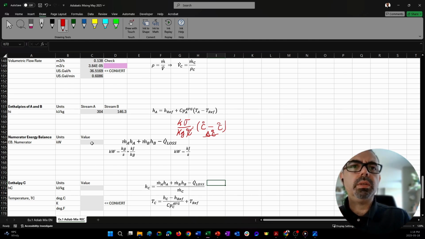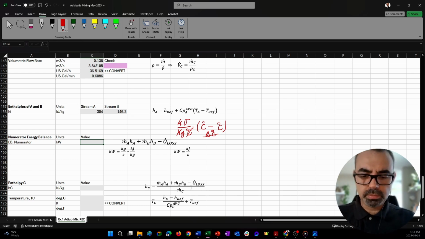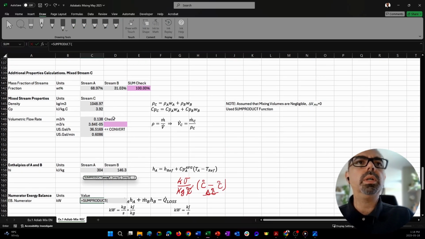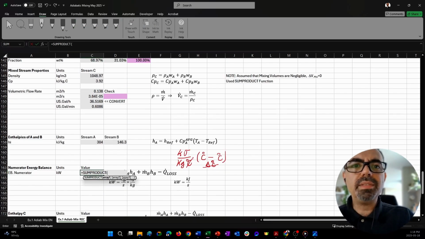So let's evaluate the numerator. So it's first the group of mass flow rates and enthalpy. So here we can use the sum product formula. So let's do it. So sum product. Here it is. So I'm going to look for the flow rates in kilograms per second. So I get my results in kilowatts to make it consistent with the units of heat loss, which are in kilowatts or kilojoules per second.